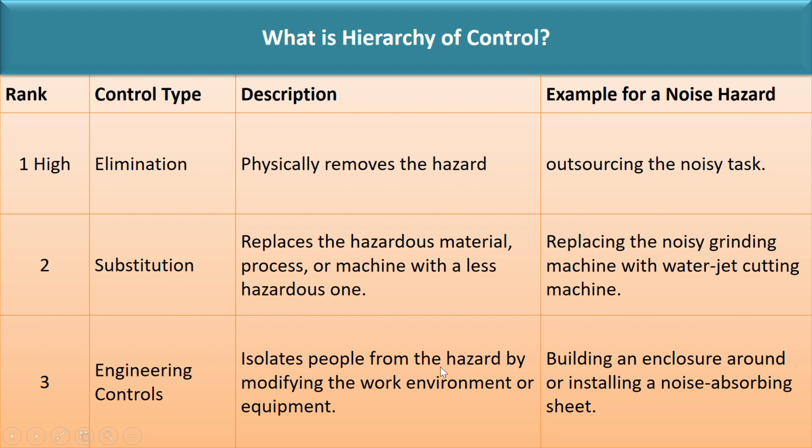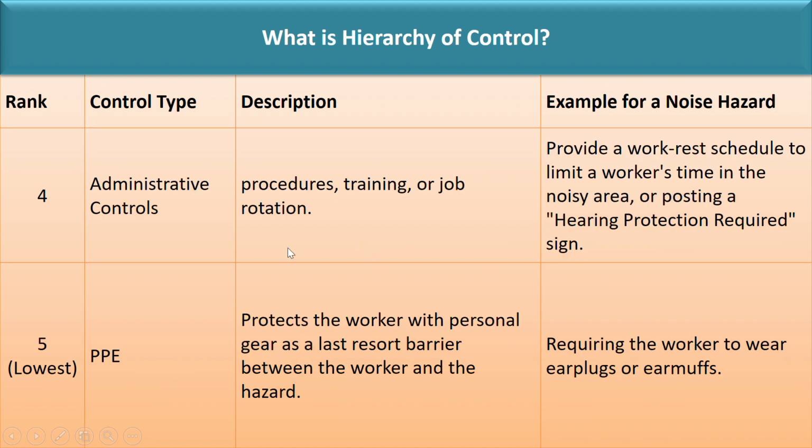Engineering control: isolate people from the hazard by modifying the work environment or equipment. If we have a generator or a compressor, keep this in an enclosed area or install a noise absorbing sheet for it. Administrative control: now again we are applying this for the noise because we selected the noise. Develop a procedure, SOP, then provide training or job rotation. For example, provide a work rest schedule to limit a worker's time in the noisy area or post a hearing protection required sign. Now PPE: if it's not possible, then protect the worker with personal gear as a last resort, a barrier between the worker and the hazard, so requiring the worker to wear earplugs or ear muffs.